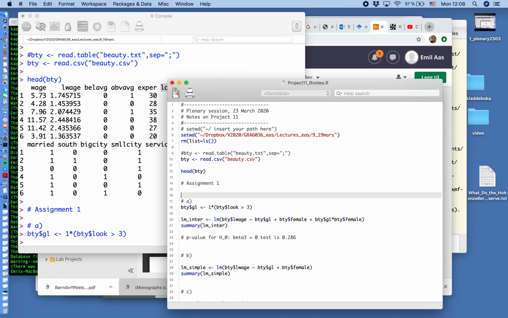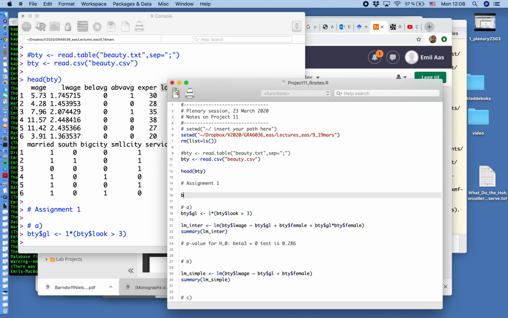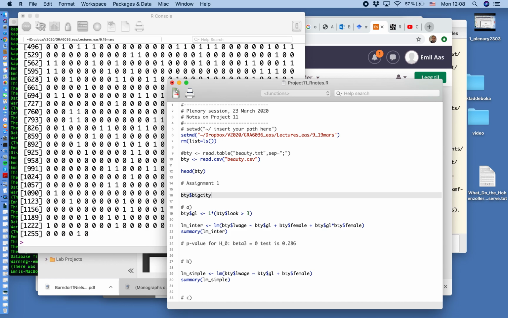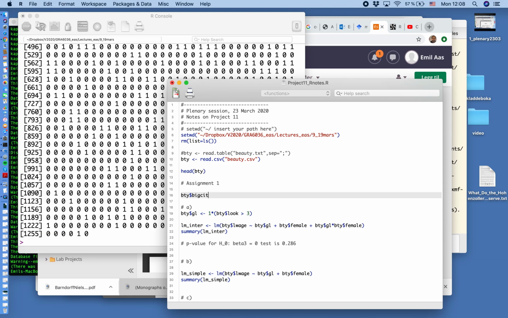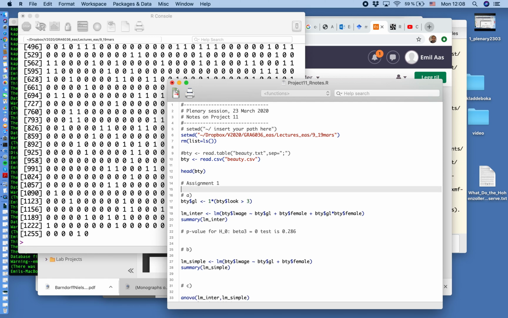So to see what I mean, if you take BTY, there is a variable called bigcity. Of course, if you write bigcity, you get the bigcity indicator. If you write bycity, you get nothing. But if you write bigcit, you get the same variable. So if you abbreviate the names in this manner, it doesn't really matter. But it's a nice thing to write out the full names anyway.